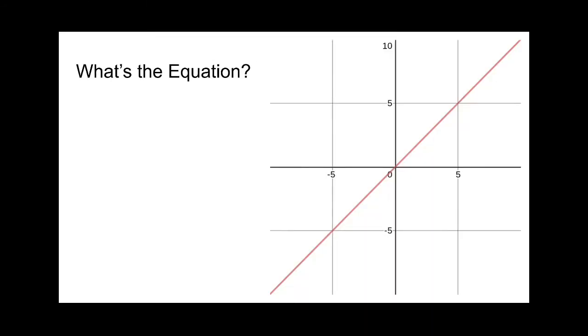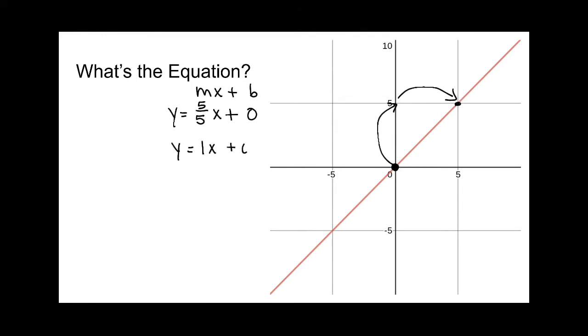And what's the equation of this line? The y-intercept is 0. So that's going to be my B. My slope, this goes up by 5s. So I go from here to here. That goes up 5, right 5. So rise over run. Plus 0, or y equals just plain x.